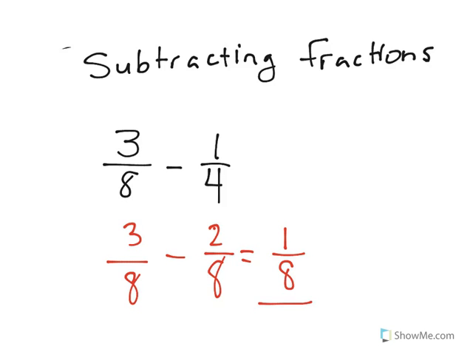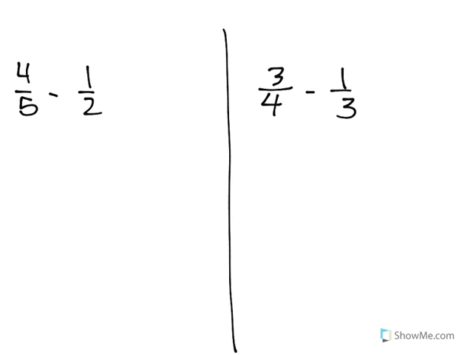Let's take a look at another example. So here we have 4/5 minus 1/2. In this case, the least common denominator is 10. So we have to go from 5 to 10, we have to multiply by 2, so we'll do 4 times 2 is 8. To go from 2 to 10, we have to multiply by 5, so 5 times 1 is 5. 8 minus 5 is 3 over 10.